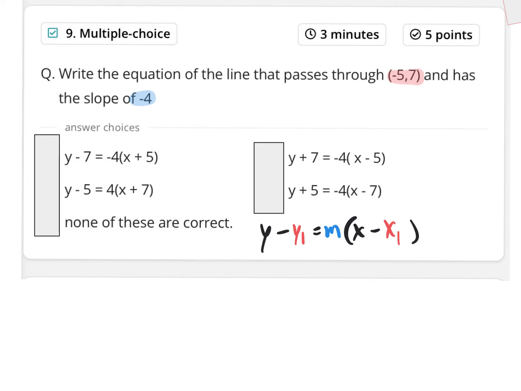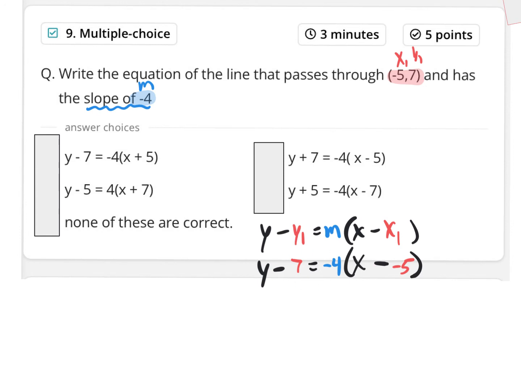How do we use it? Rewrite it with blank spots. Rewrite everything that's in black without putting in the red or the blue. And of course, we're going to get those values. The m value is the slope, which in this case is negative 4. So put a negative 4 right in there. And then we're going to go to the x1, y1, and we get that from these coordinates up here. The x1 value is negative 5, so you put that right here. And the y1 value is 7, you put that right here.